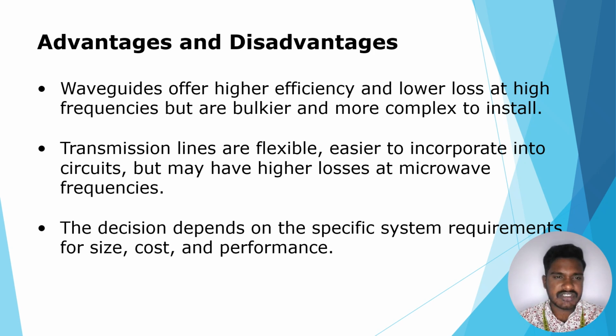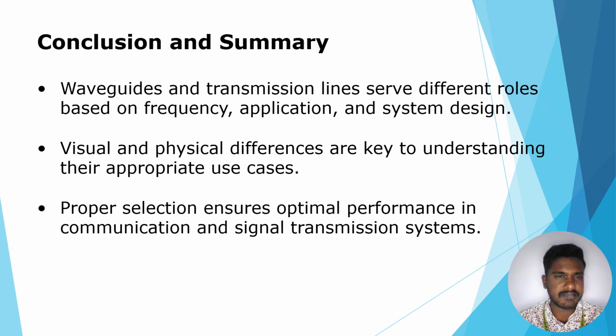Advantages and disadvantages of waveguides and transmission lines. Waveguides offer high efficiency and low loss at high frequencies, but they are bulkier and more complex to install. Transmission lines are flexible and easier to incorporate into circuits, but may have higher losses at microwave frequencies. The decision depends on the specific system requirements for size, cost, and performance.